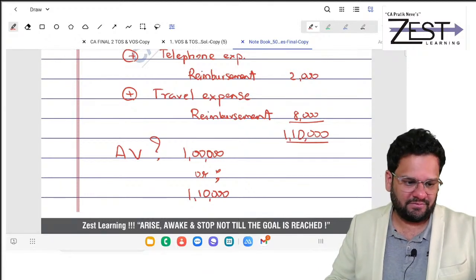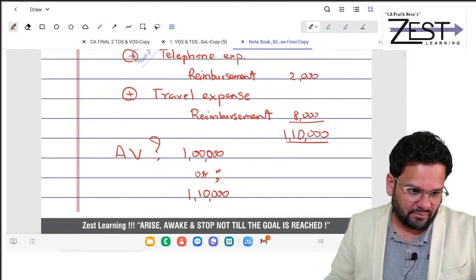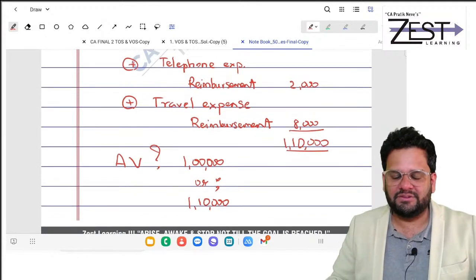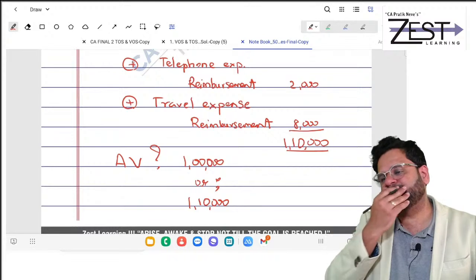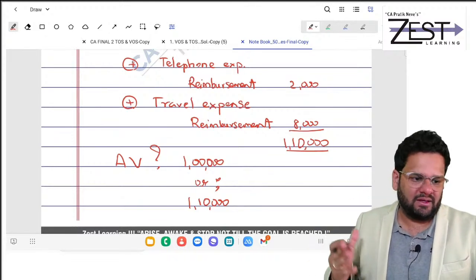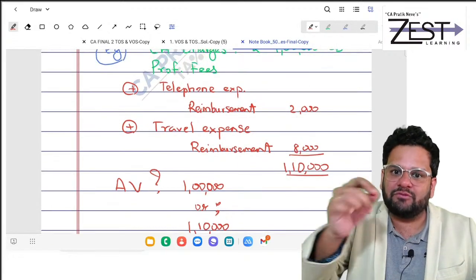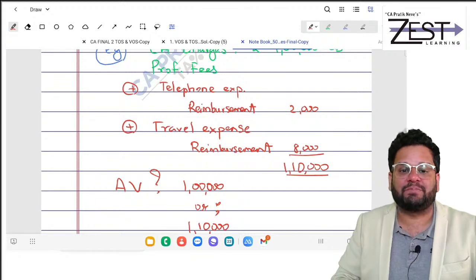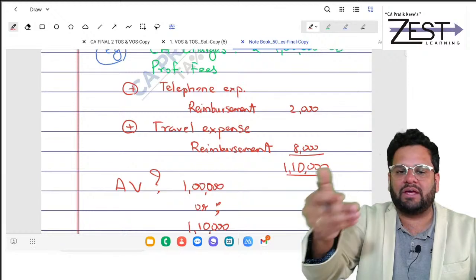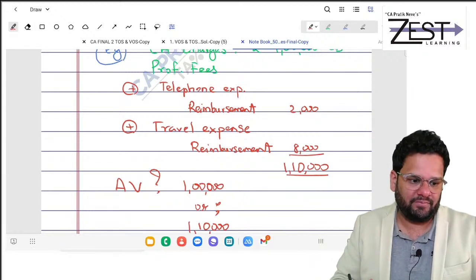Yes, Ashima ji. Reimbursement means... okay, reimburse means I spent from my pocket as a CA. I spent from my pocket, okay, and then you gave me. I spent from my pocket for giving you service and then you gave me that amount back. Giving back, that is reimbursement.